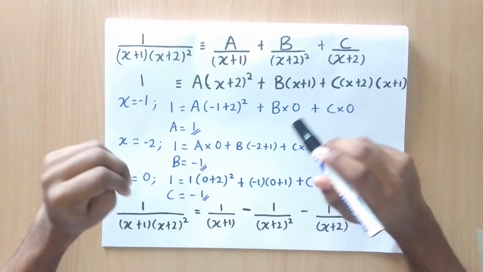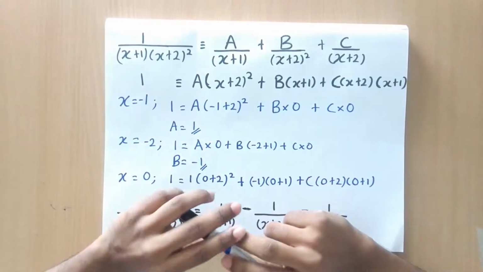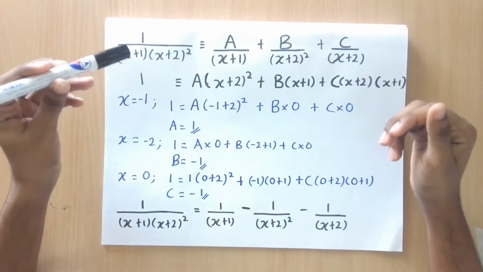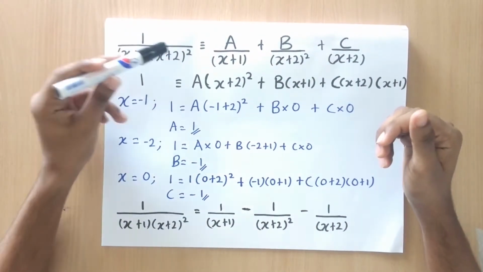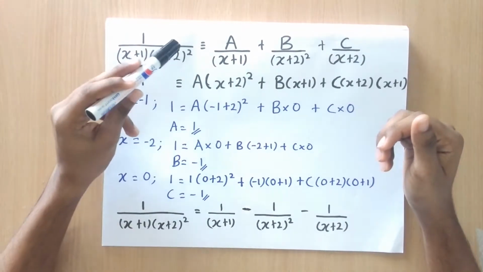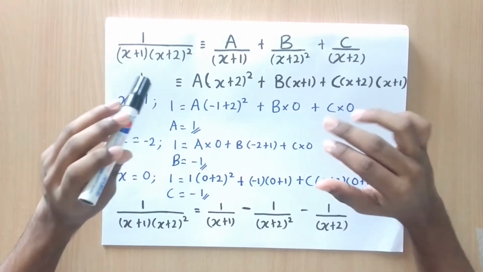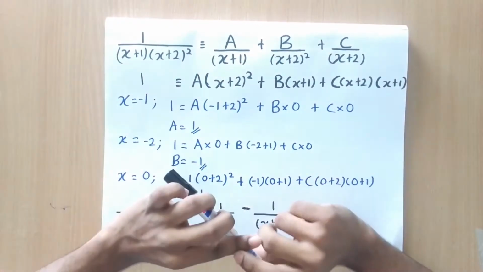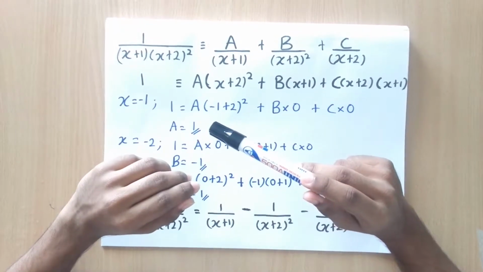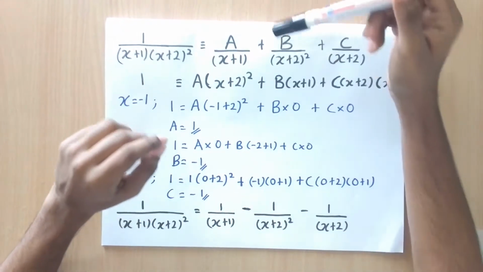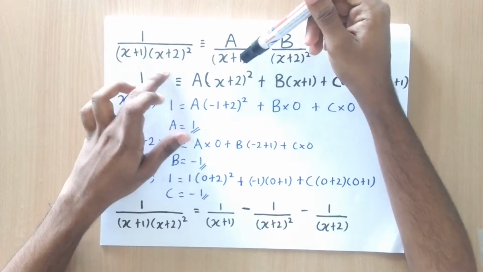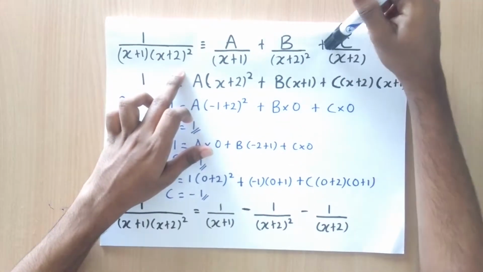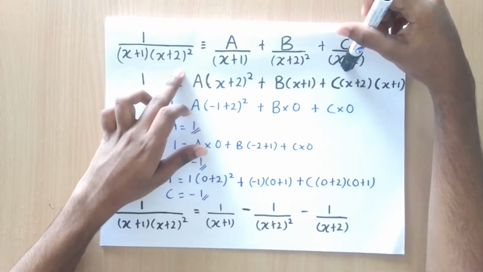So, the third situation is when the denominator has repeated linear factors. For example, let's take this fraction 1 over (x plus 1) into (x plus 2) whole thing squared. Here, the repeated linear factor is (x plus 2) whole thing squared. When there is a repeated linear factor, the final answer will be in the form a over (x plus 1) plus b over (x plus 2) whole thing squared plus c over (x plus 2).